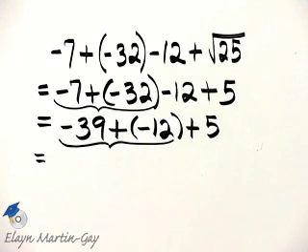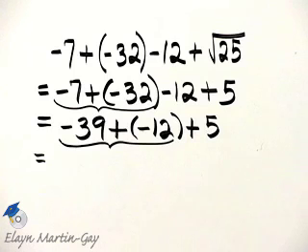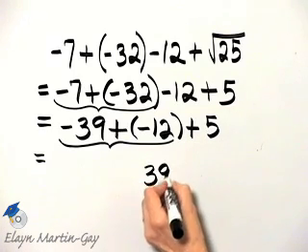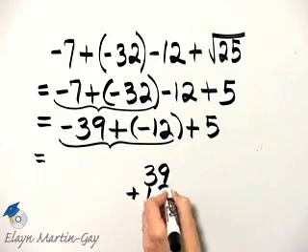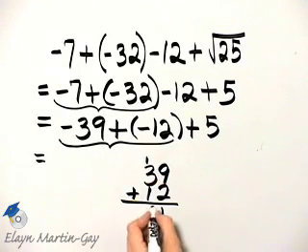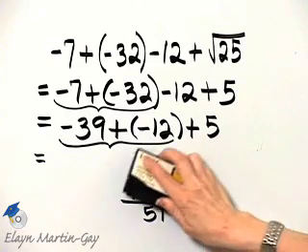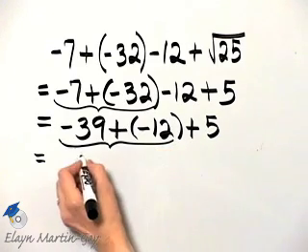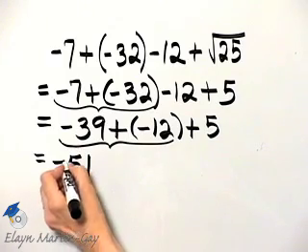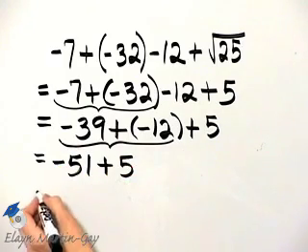Negative 39 plus negative 12. We're adding two numbers with the same sign, so we add their absolute values. If you need to, go off to the side and add 39 and 12. 9 and 2 is 11, and then that's 5. So when I add the absolute values, I get 51. And then I attach the common sign, which is negative, and then we add 5 to that.